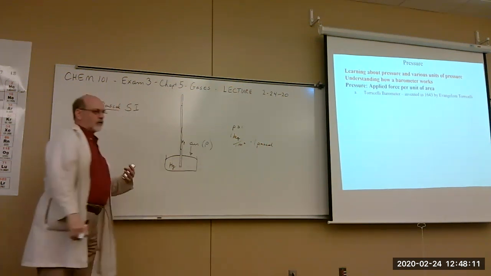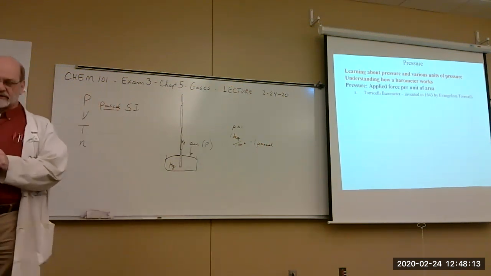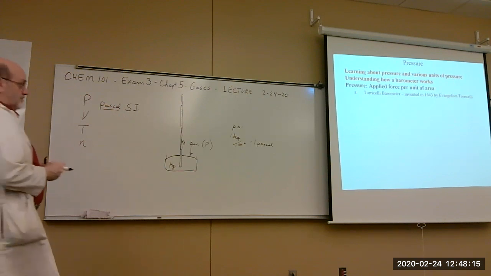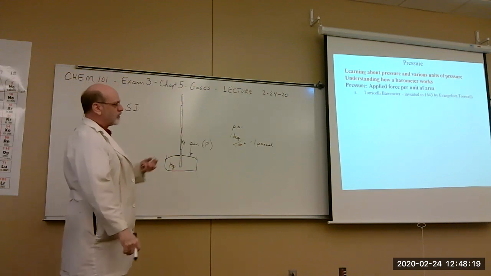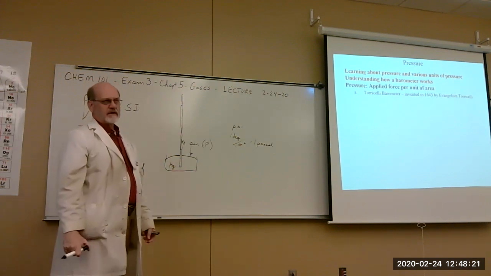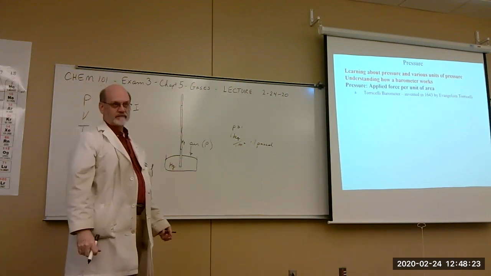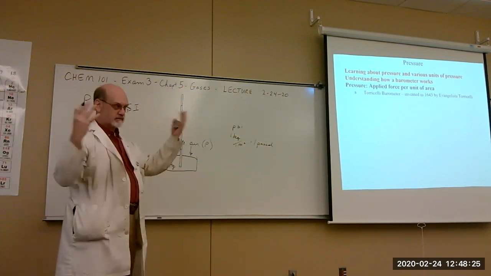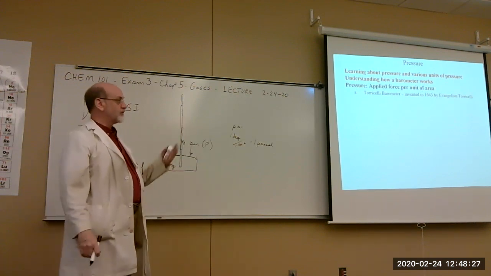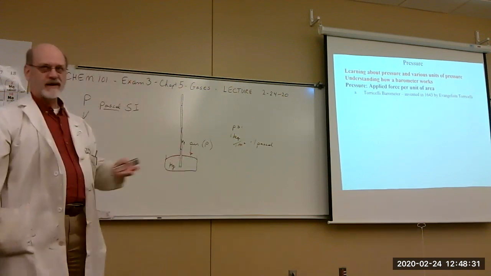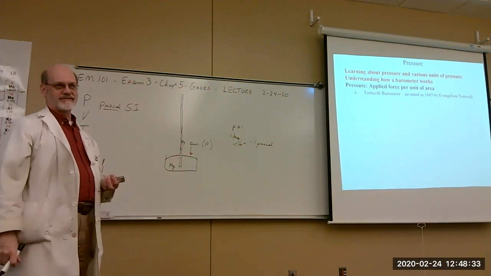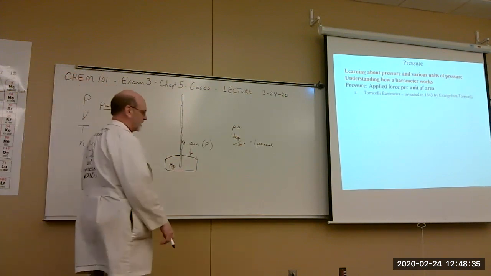Okay, so what did Torricelli do with this barometer? Well, he played with it. Okay, it was fun. And most of the scientists in those days were independently wealthy. Right? So they had time to do all this stuff. And they weren't even called scientists. They weren't called chemists. They weren't called physicists at this time. They were called natural philosophers. Semantics, right?